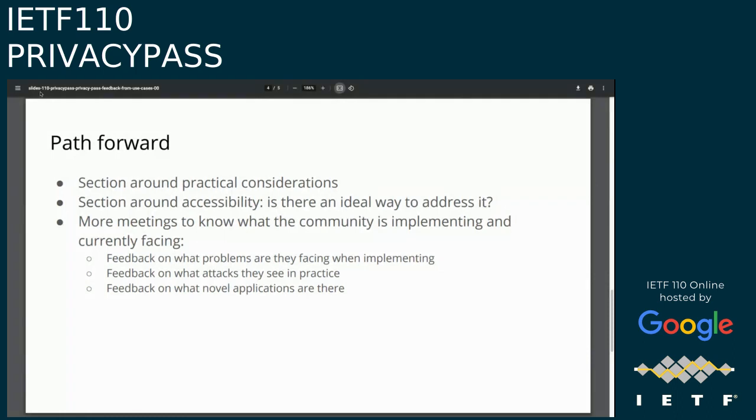Okay, so the path forward. It will be really nice, and I know that the architectural draft already has some sections about implementations, but it will be really nice to have maybe more in-depth sections around that, and to describe practical considerations in place. Maybe, as I said, it will also be nice to have a section about accessibility, maybe not something to go that much into depth, but at least just mention it somewhere there.